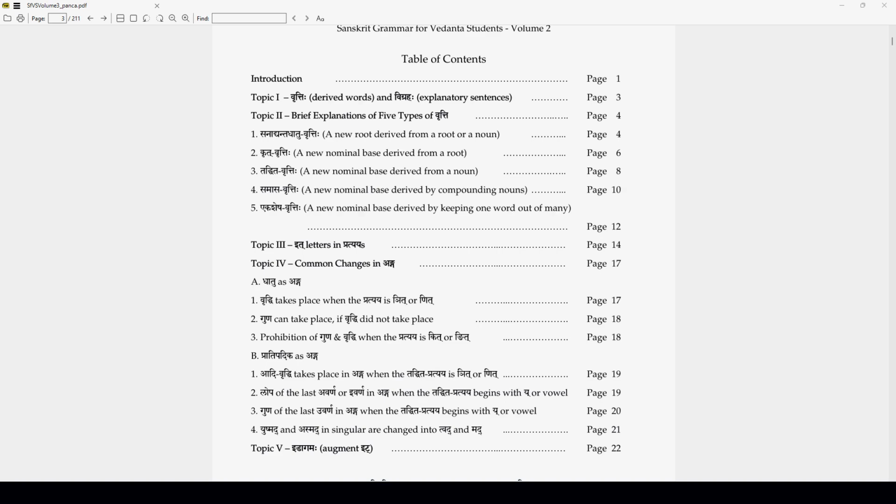Whereas sun, etc., is a set of pratyayas. Krit, etc., a set of pratyayas. Taddhita, etc., a set of pratyayas. Samasa is not a pratyaya. It is a derivation process. So by compounding two namapadas, a new pratipadika is formed.